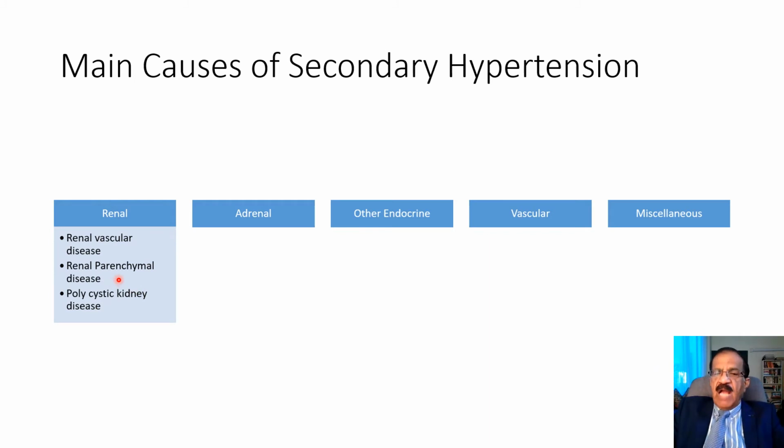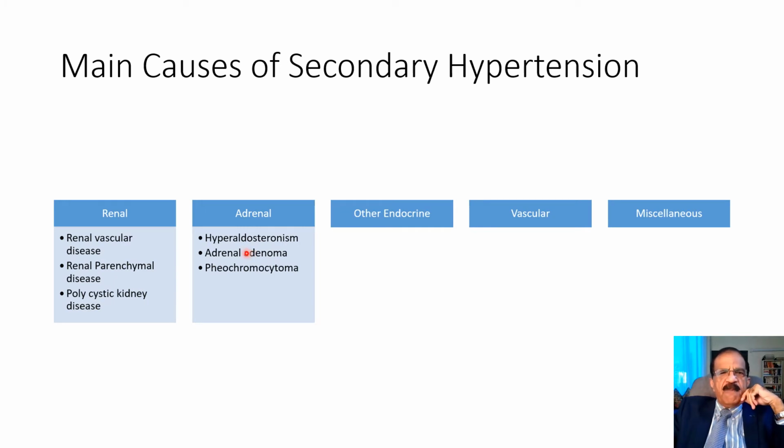Then renal parenchymal disease, any disease which affects the renal parenchyma. Again, all autoimmune diseases fall in this group. And polycystic kidney disease, an inherited disease where one has almost numerous cysts on both kidneys, and these patients have some genetic abnormalities. So any kidney disease can be associated with secondary hypertension. Whenever we consider secondary hypertension, first of all we need to focus on the kidney. The second organ is the adrenal.